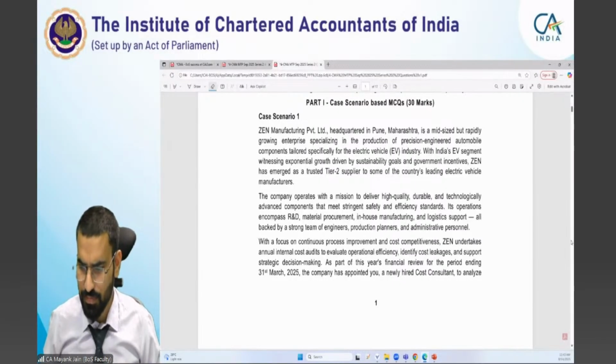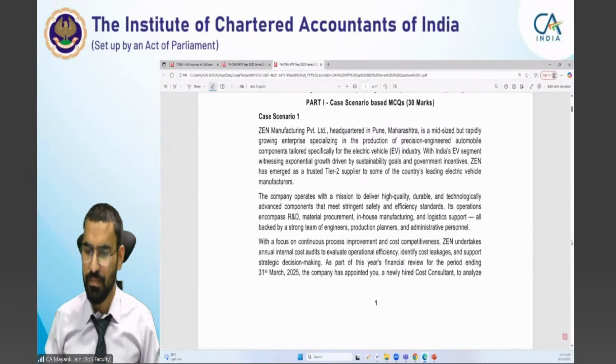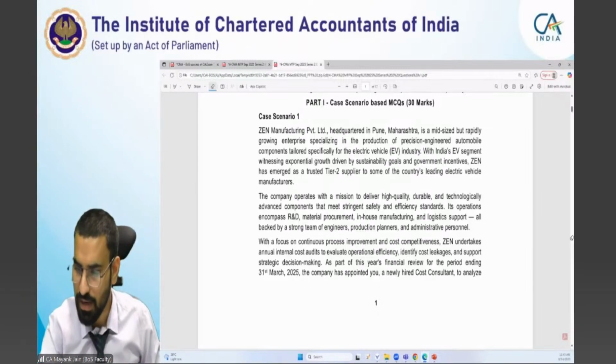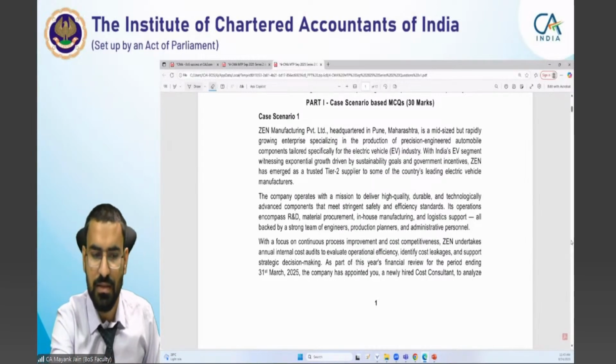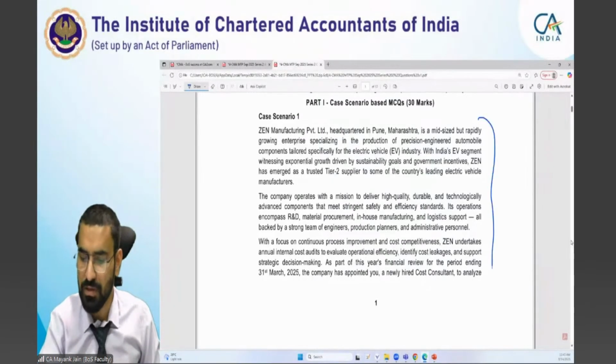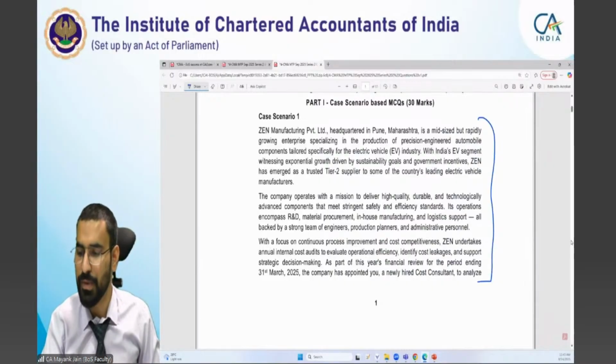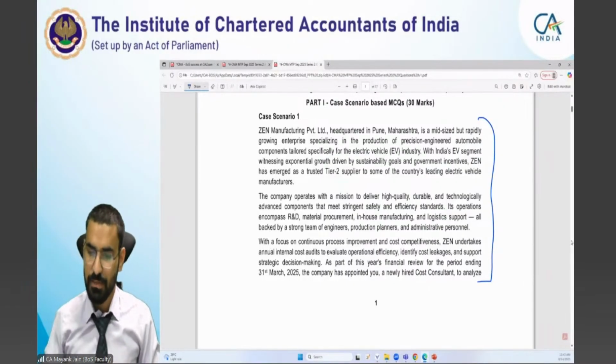So please take your time, take 2 minutes to read this part. Basically, this part is only information about the company, but you may read for 2 minutes. It will provide you a real life experience.